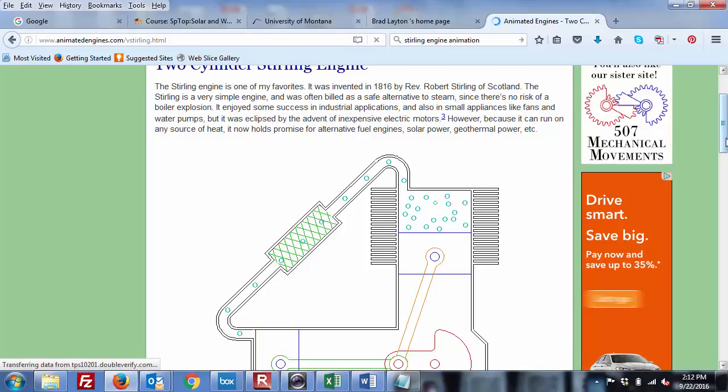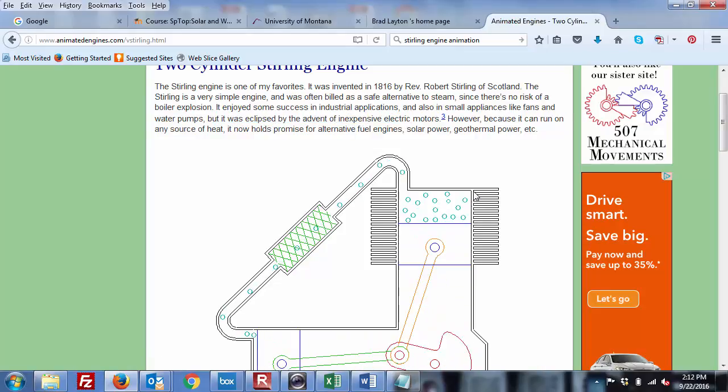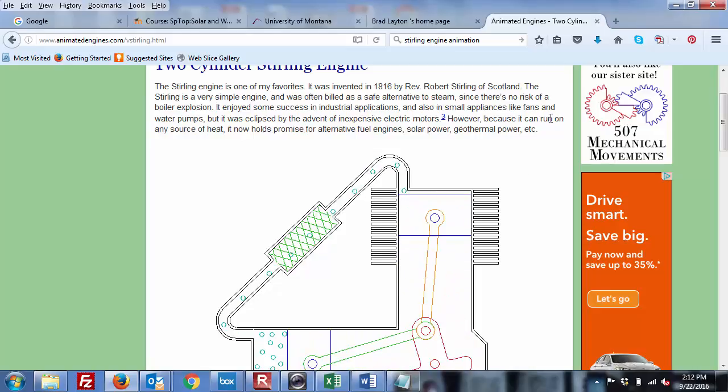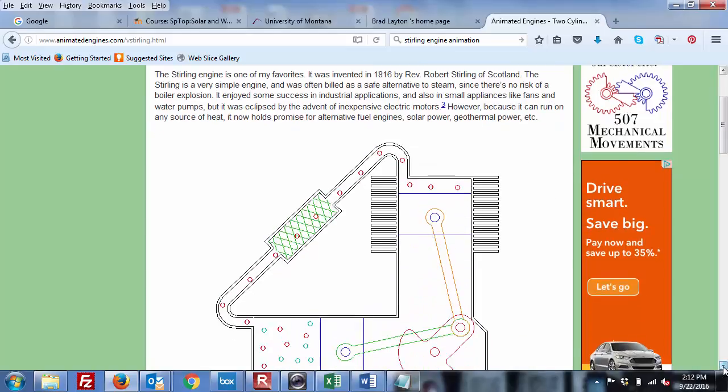Reverend Robert Stirling of Scotland, very simple, often billed as a safe alternative to steam. One thing worth noting is since you're not necessarily making steam, the pressures are lower and the temperature gradient is different, and therefore the efficiency is going to in general be a little bit less. So some success in industrial applications and small appliances, but was eclipsed when you had an electric motor, so electricity doing its thing. But if you have any heat, it can sort of be there, even with geothermal as mentioned.